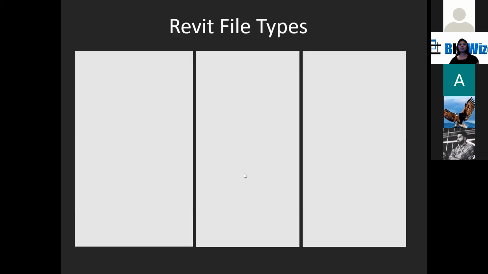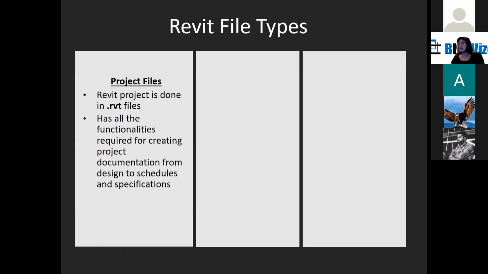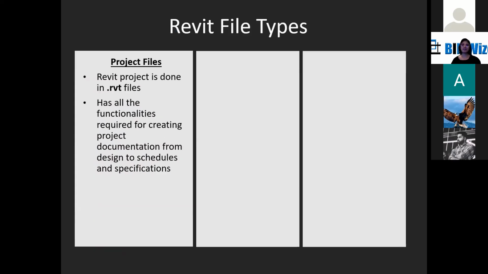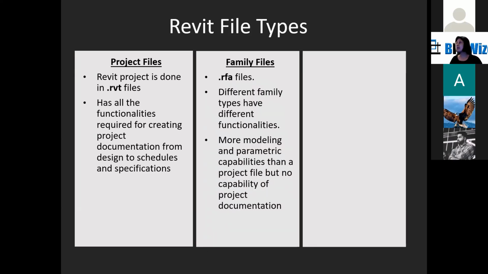So, talking about Revit file types. Just like AutoCAD has DWGs as the drawing files, and then they have DXFs and DWLs and all those file types, and I will not go into what each of these files means, Revit has basically 3 file types. The first one is .rvt. That is your project file. Whenever you start a new project, the extension of that file will be .rvt. The next file type is RFA.